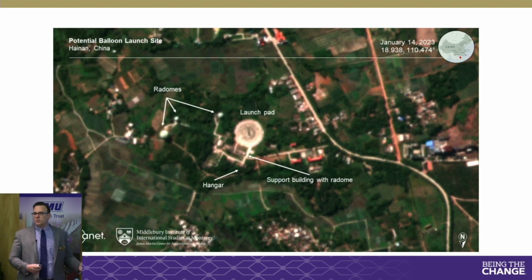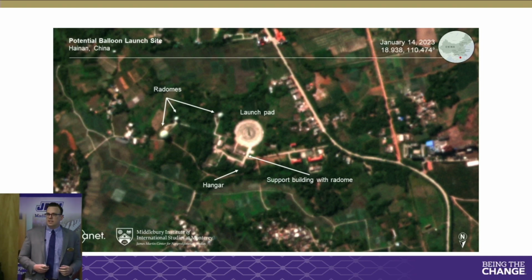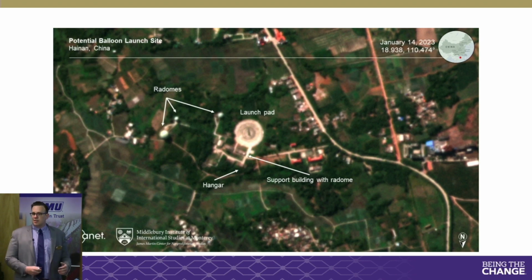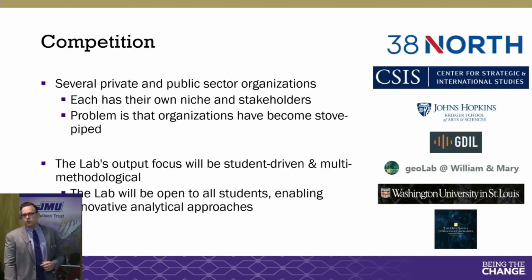It has radio domes, which will feed intelligence to it. It has a hangar. It has fencing. It has high security. It's located near a military installation. All of those things are questions that students would need to ask to confirm after they found something like this. So, giving the students skill sets to work on some of these issues.